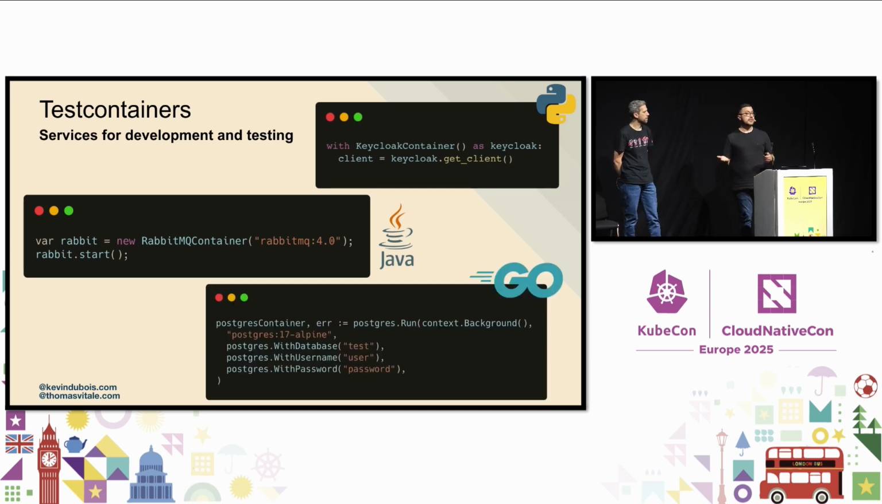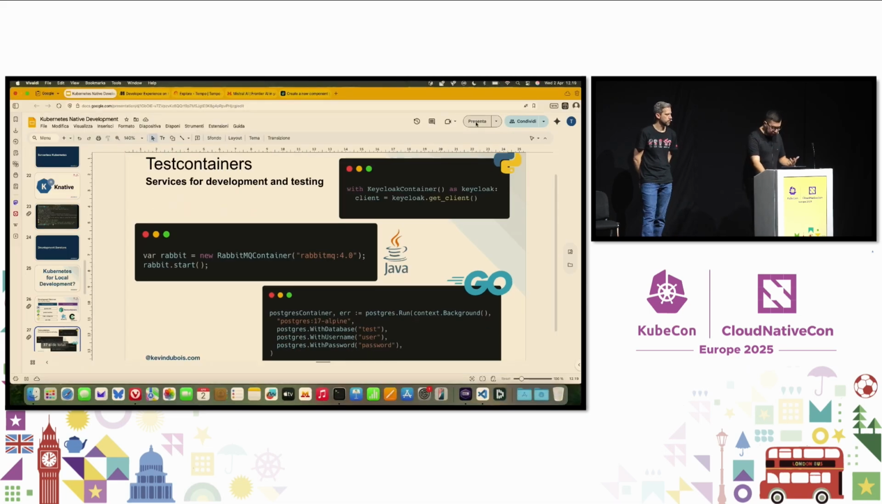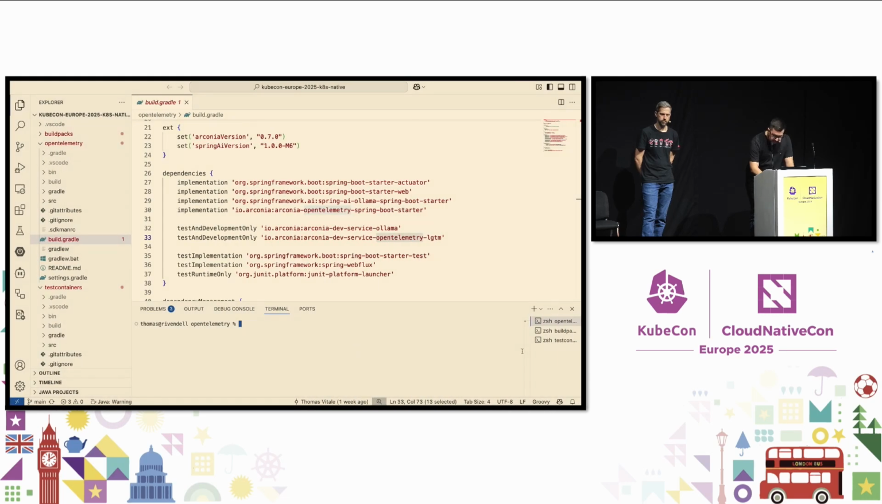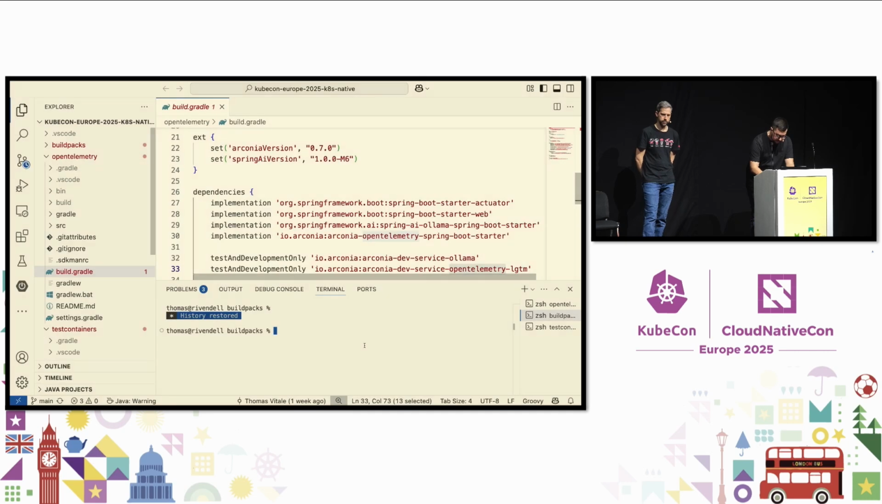How about Go? Same thing. Maybe you want to integrate with a PostgreSQL database. You can define it programmatically. This is a nice alternative to a compose file. And as an additional bonus, you can use this not only for testing, but also for development. So let's have a look at how it could work. I have an application now, that Java application. Let me zoom in.